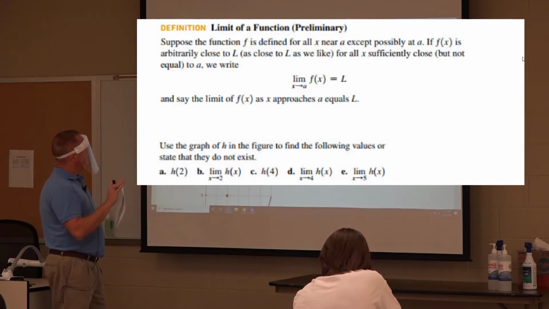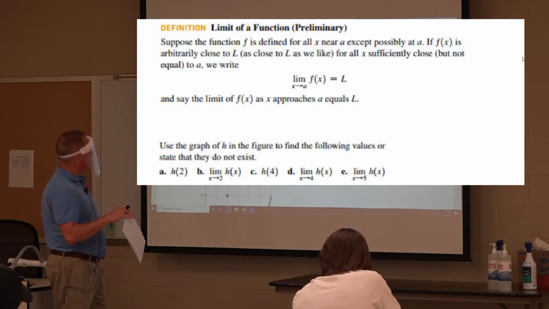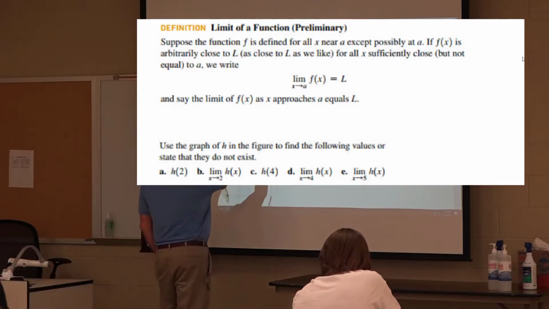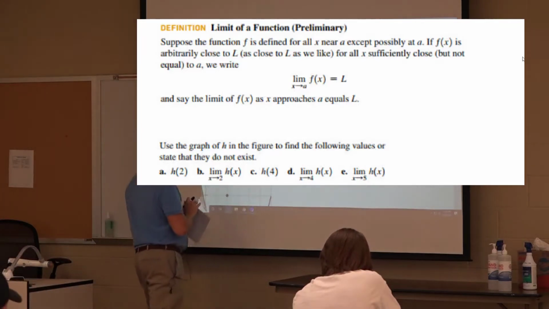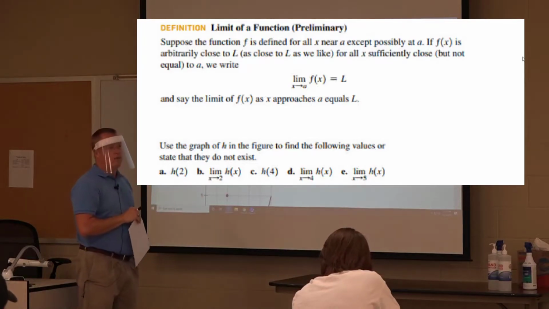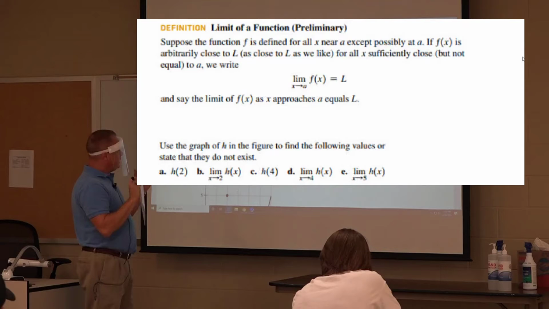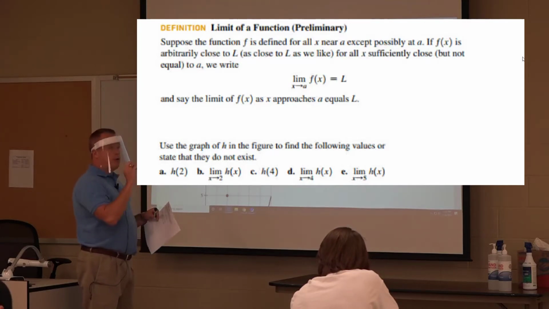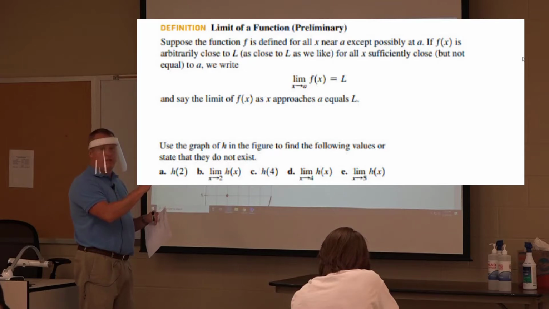If f of x is arbitrarily close to L, as close to L as we like, for all x sufficiently close but not equal to a, we write the limit as x approaches a of f of x equals L, and say the limit of f of x as x approaches a equals L. So the limit is just what the function is approaching as x approaches a value.